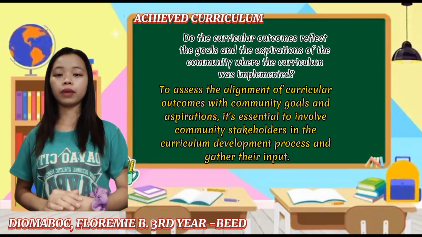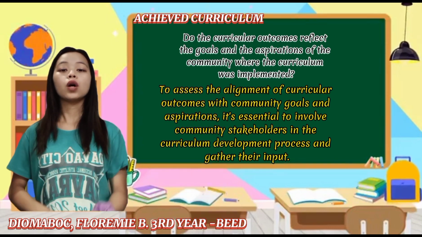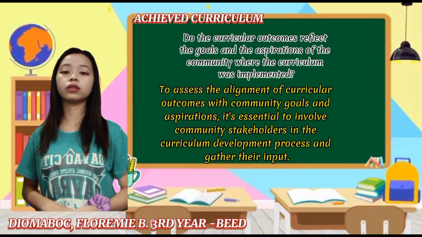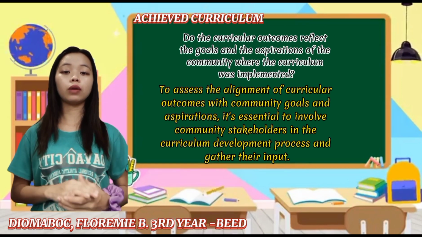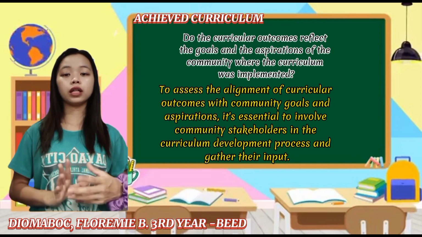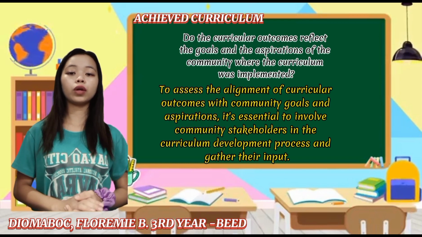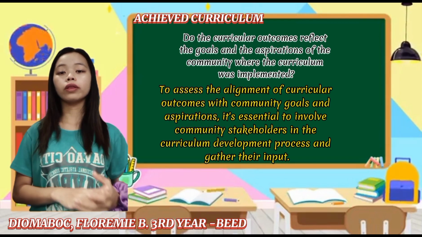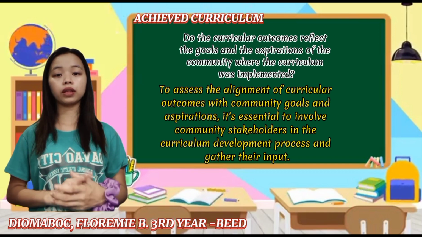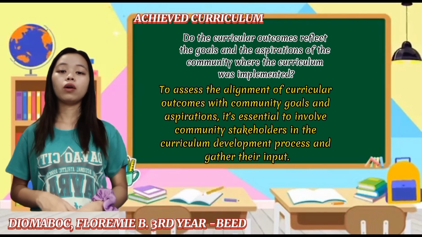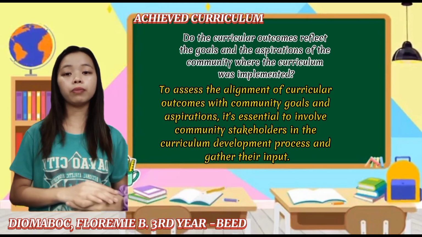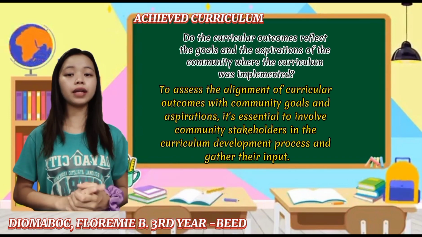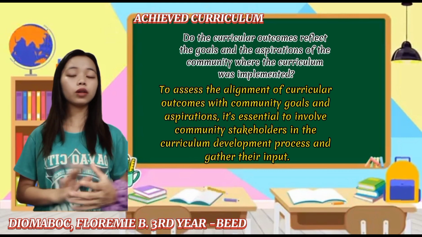To assess the alignment of curricular outcomes with community goals and aspirations, it's essential to involve community stakeholders in the curriculum development process and gather their input. Regular feedback and evaluation can help to identify whether the curriculum is meeting the needs and expectations of the community. Adjustments and revisions may be necessary to ensure a closer alignment between the curriculum and the community goals.